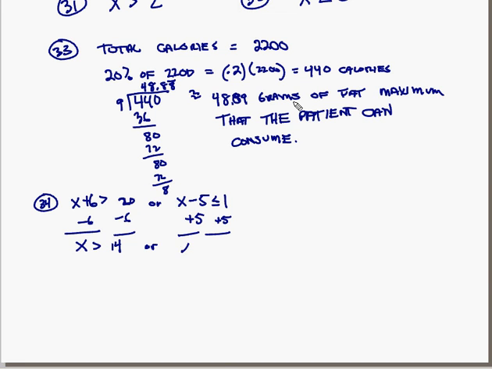So the graph would appear to be going in two directions. Here I have 14, here I have 6. So x is less than or equal to 6, which is an arrow going to the left. And x is greater than 14, so it's an open circle at 14 with the darkened arrow going to the right.